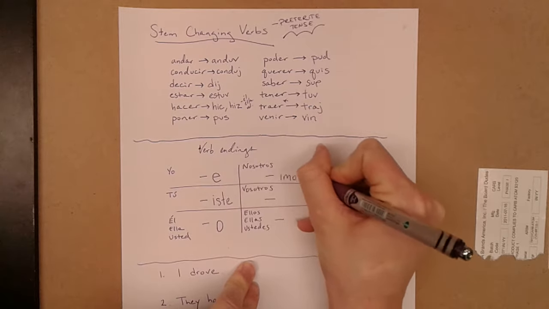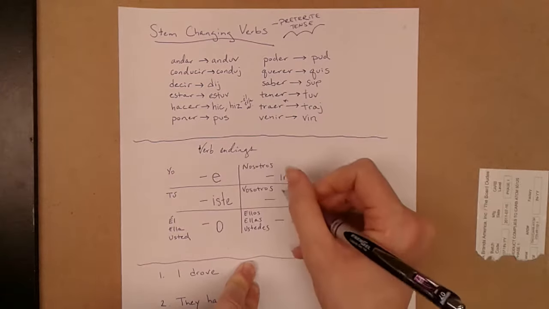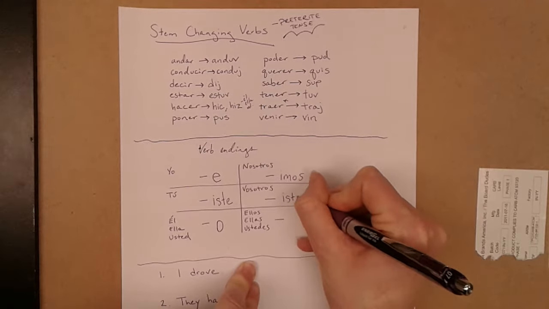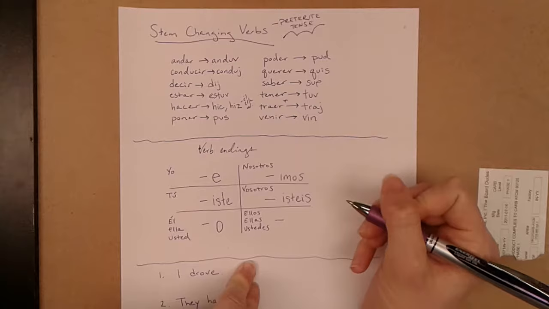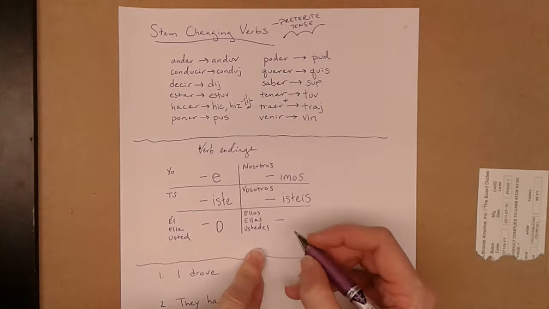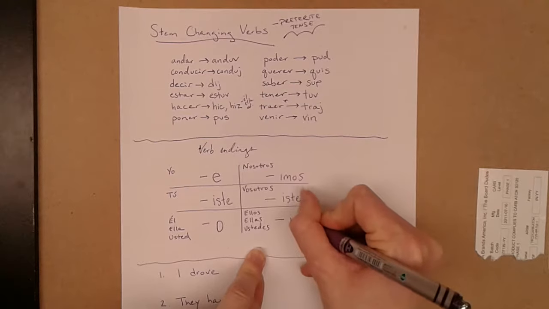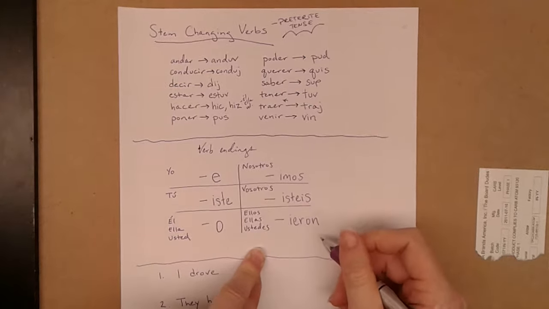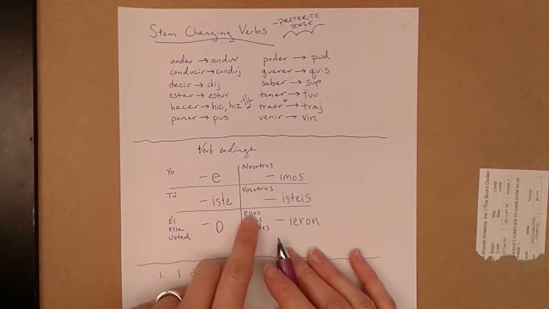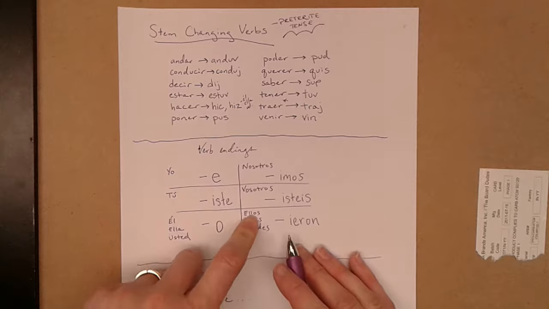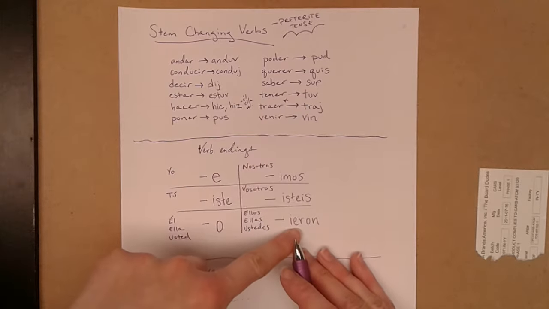Nosotros, imos is our ending. Vosotros, isteis is our ending. And then ellos, ellas, and ustedes, ieron. So to say they knew, ellos supieron.